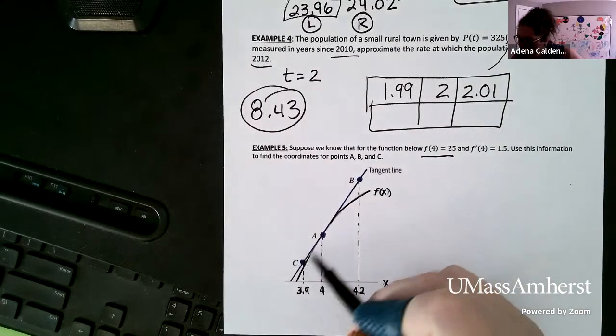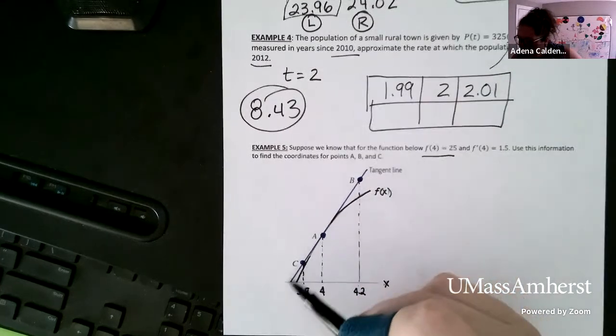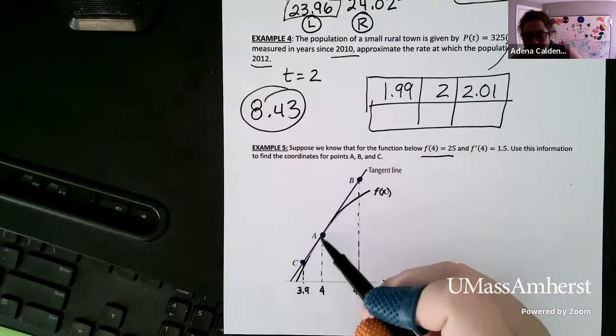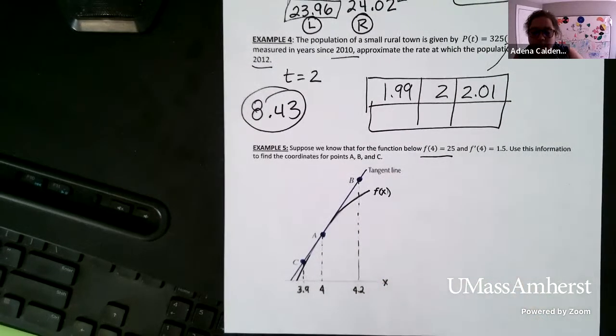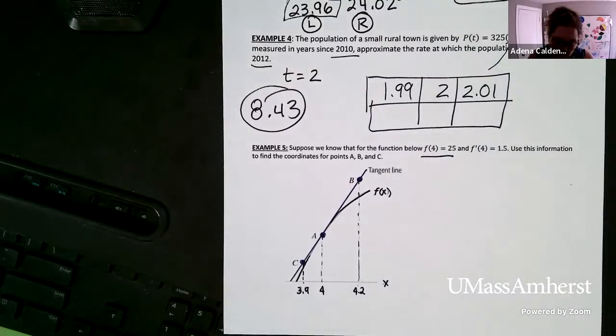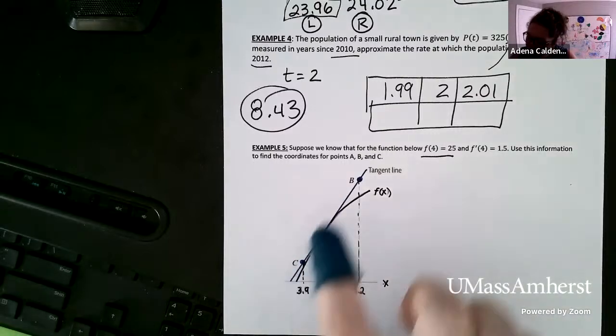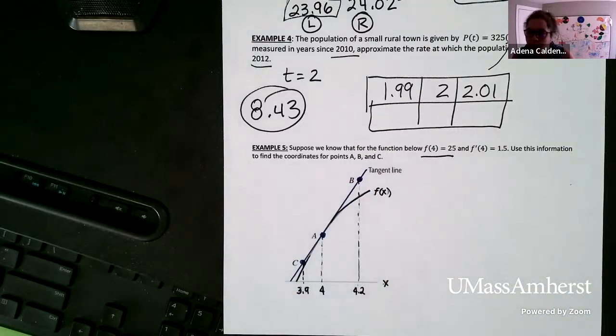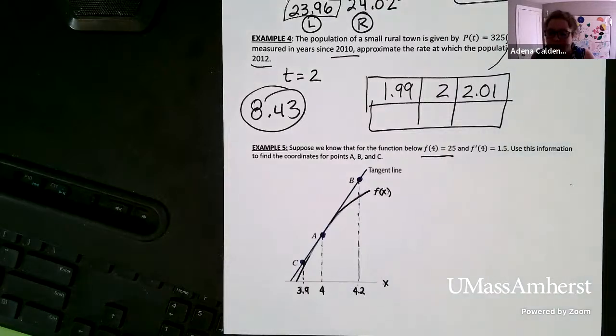So C is on this line, B is on this tangent line, A is on the tangent line and the function. Okay, so I want you to think about how we might be able to use what we've learned about derivatives and instantaneous rates of change, along with what we know about functions, to figure out the coordinates of these points. Okay, it's a little bit tricky, but I'm going to give you 2.5 minutes. Try it out, see what you can come up with, and then we'll go through it together.